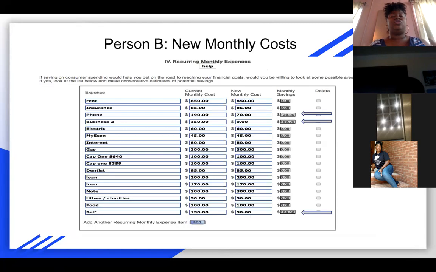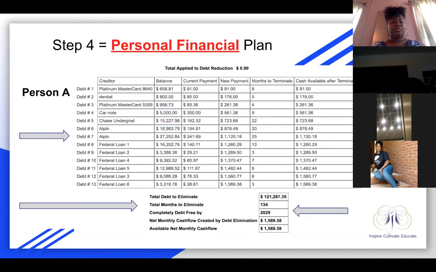That's why this tool is so powerful, because it takes a realistic view of your situation. It's great to have it in here, but once it's written down, it's a whole other situation. In some cases, you may find that you have more money than you thought you did. Okay? Step 4, and this is the best part, okay? Step 4, your personal financial plan.